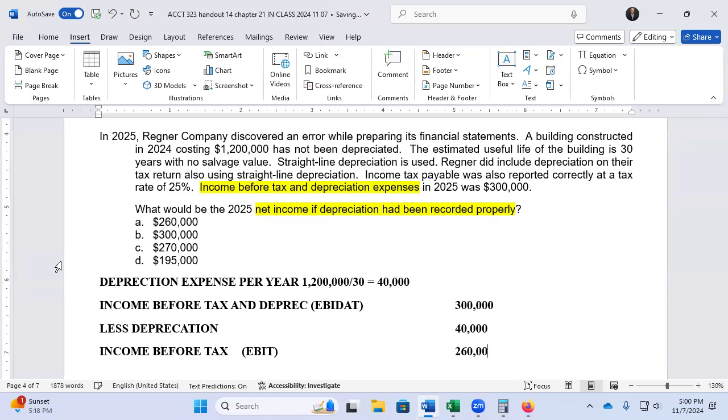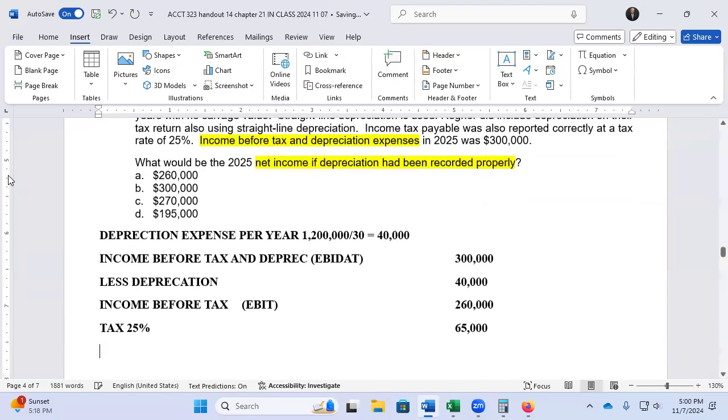So this is 260,000, and then your tax 25%, which I believe is 65,000. And then, so your net income would be 195,000.